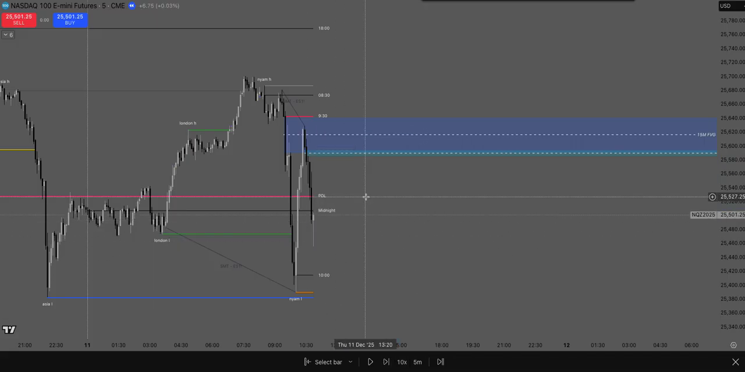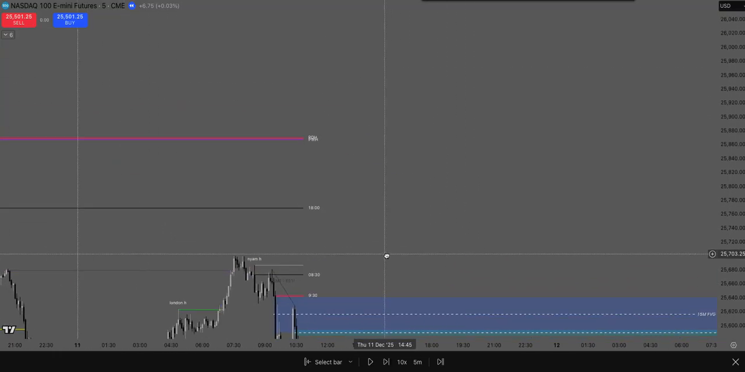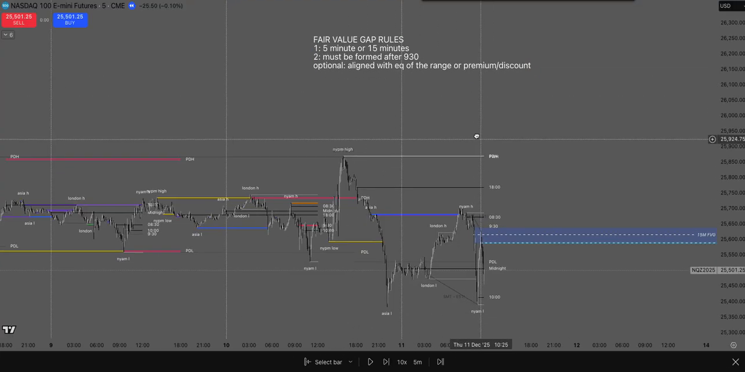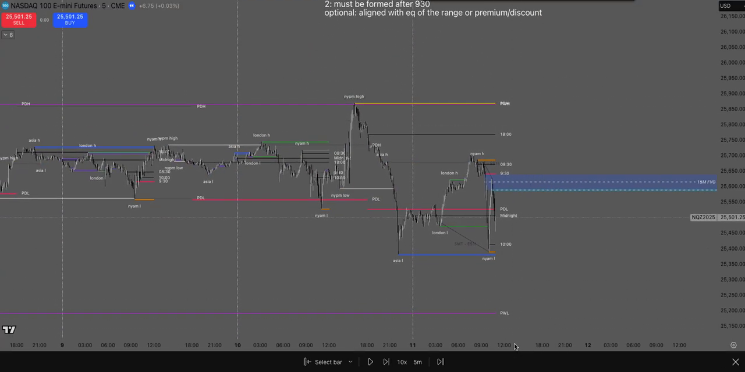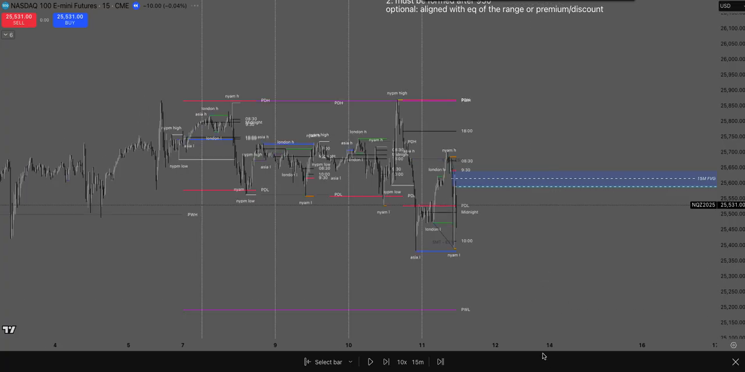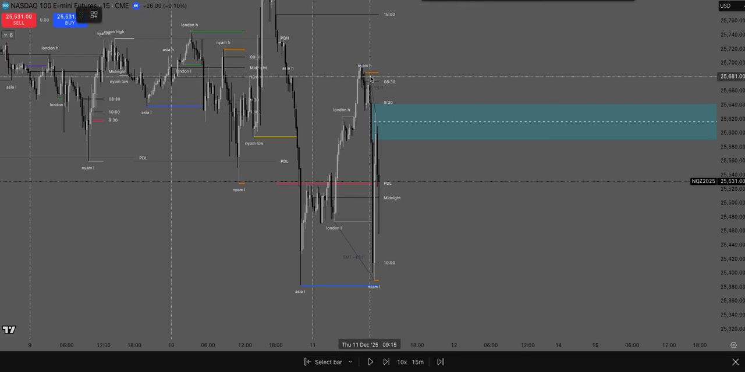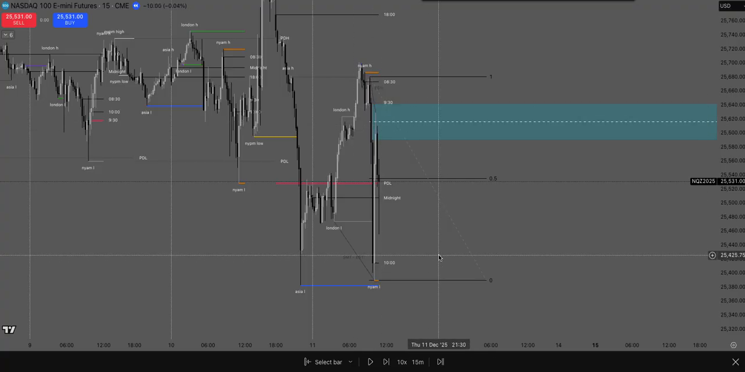So that is why it's important to follow the rules of the valid gaps. They need to be 5 or 15-minute after 9:30, aligned with EQ or in a premium or discount. You can see that this 15-minute gap was formed after 9:30, with the 9:30 candle, right? It was formed after 9:30, and it was also in equilibrium, and this would be a premium for shorts. So this is why this is a gap that reacted and had a good reaction out.